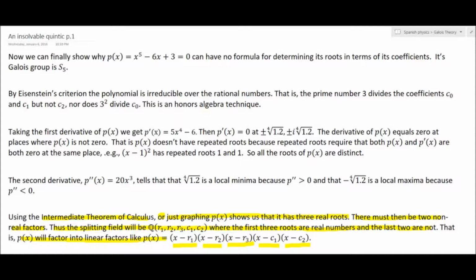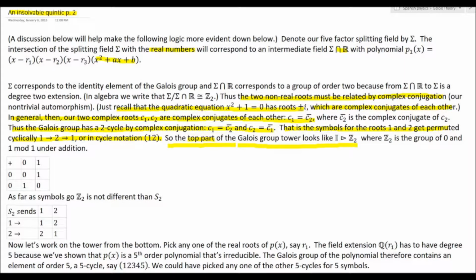And with a little bit more work in the next slide, page 2 here, by taking the intersection of the splitting field with the real numbers, making (x - complex root 1)(x - complex root 2) into x^2 + ax + b, we can see that the complex roots that must be roots of this equation are complex conjugates of each other, and they form a cyclic group of order 2 under conjugation. If you take the conjugate of c2, you get c1. If you take the conjugate of c1, you get c2. So that's a 2-cycle.